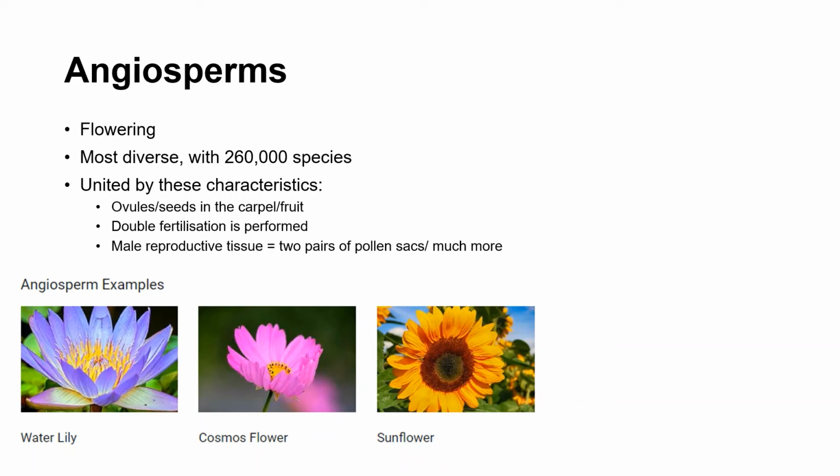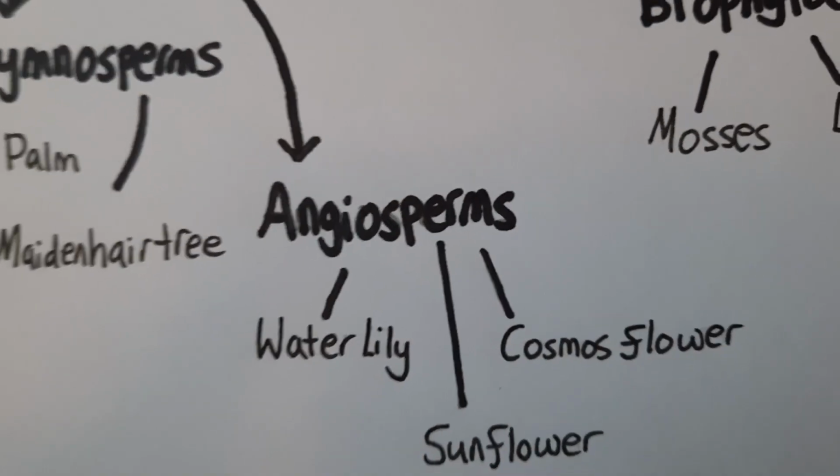They all contain ovules or seeds that are enclosed within the carpel or fruit. Also, they all complete double fertilization, which is the process that leads to the formation of the nutritive tissue called the endosperm. Finally, they all contain male reproductive tissue composed of 2 pairs of pollen sacs, and many more. Examples include water lilies, cosmos flowers and sunflowers.